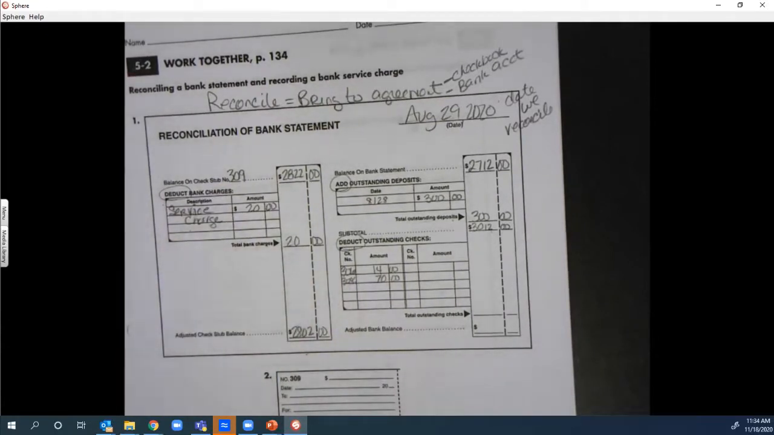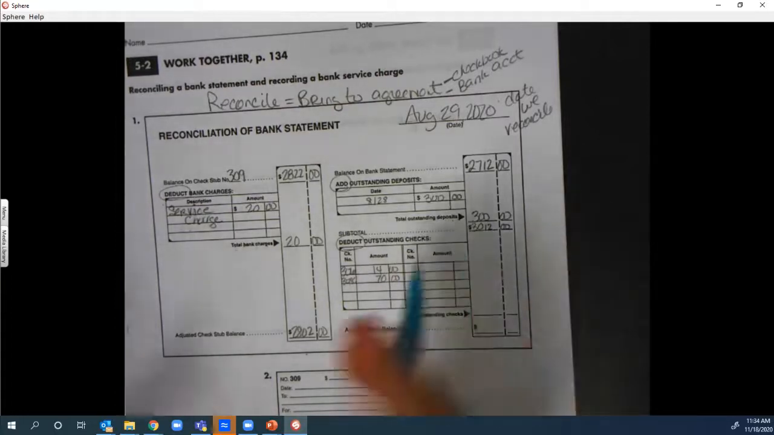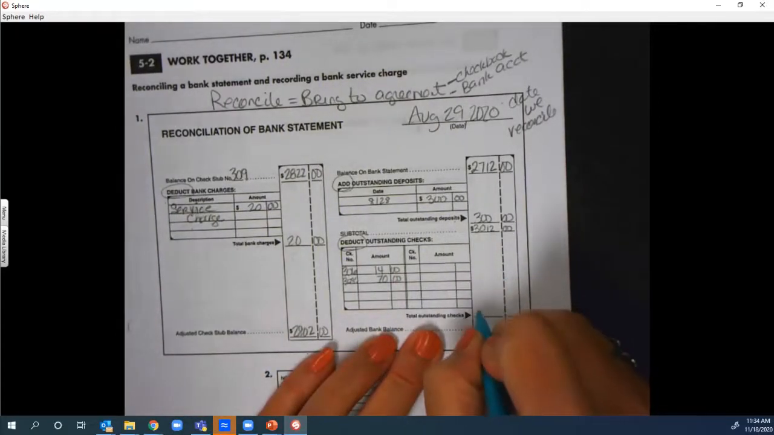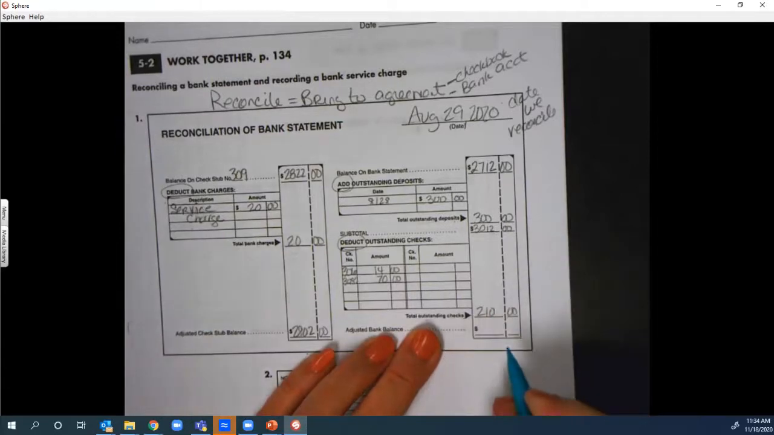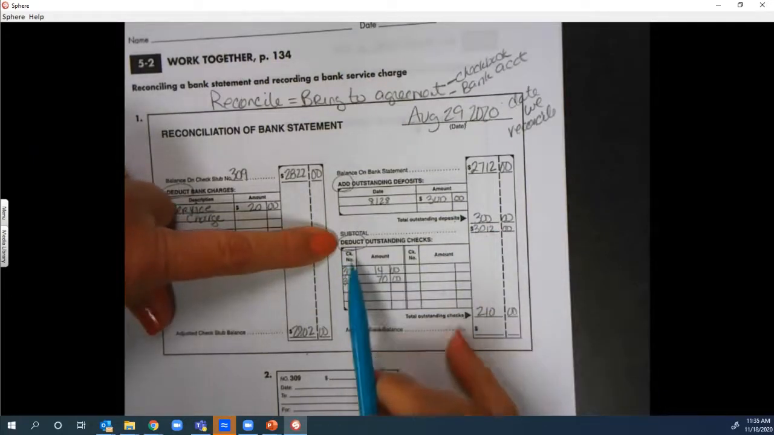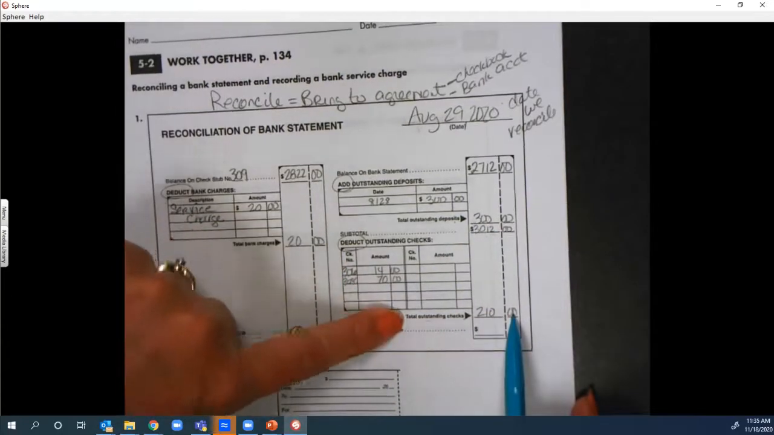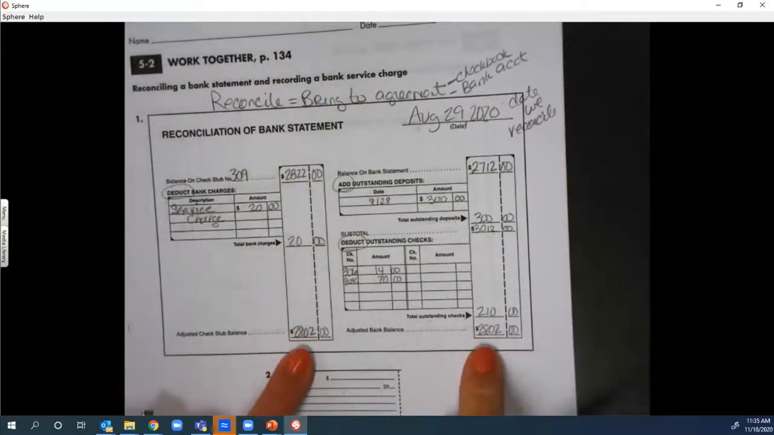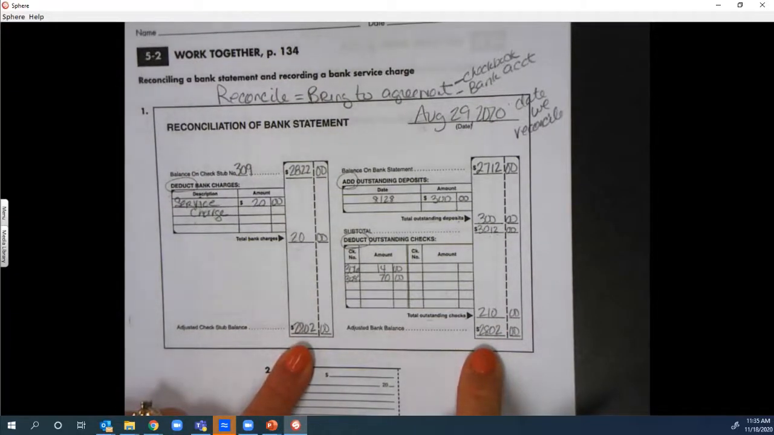So we actually have to look at all the checks that have come through and all the checks that we've written, or all the withdrawals that we've made, payments that we've made online, whatever the case may be, and make sure that they're matching up. All right, so we're going to add this up. Total outstanding checks for 210. Okay, and then again, checks are coming out of our account. So we're going to take our subtotal. We're going to deduct the total outstanding checks, and it should be 2802. Do our numbers match? Yes, we're good.